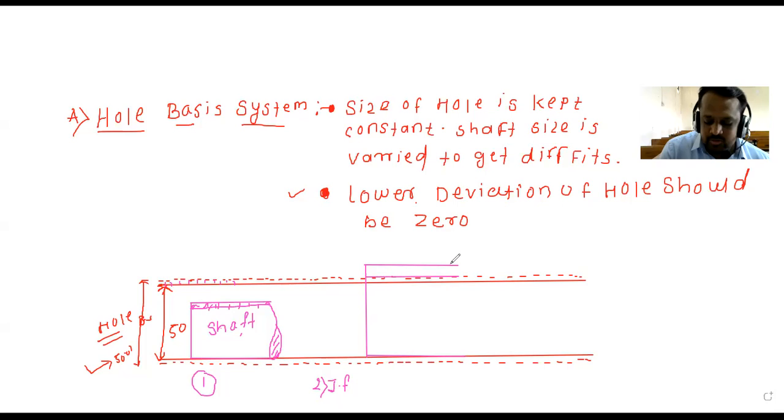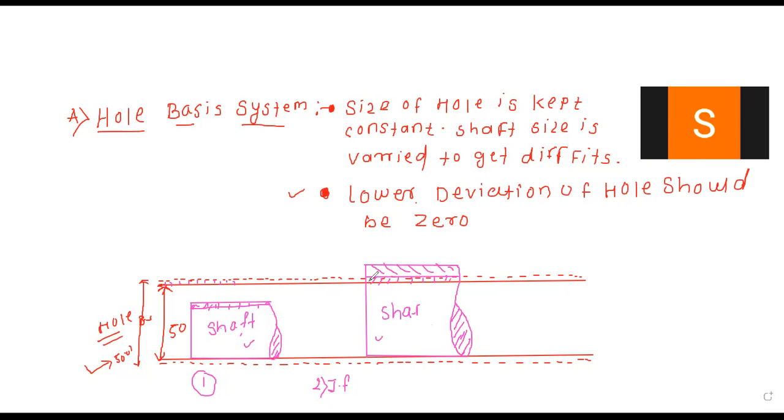See here, this is the shaft. We have manufactured the shaft with a larger diameter. This is the tolerance zone for the shaft, and this is the tolerance zone for the hole. So it is an interference fit. See, this is the clearance fit, and this is the interference fit. Here you can easily observe we have varied the size of the shaft only. We are not changing the size of the hole.